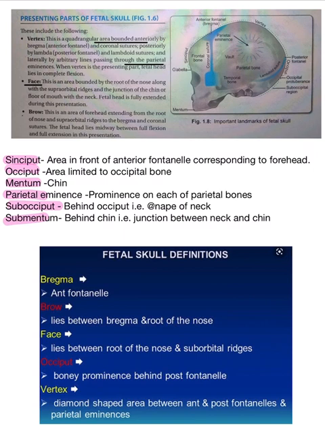Now coming on to the face. So think, what is the face? It is the area bounded by the root of the nose, along with the supraorbital ridges.